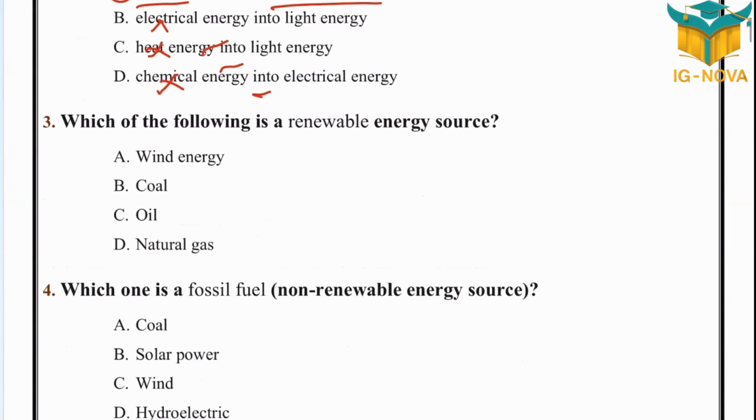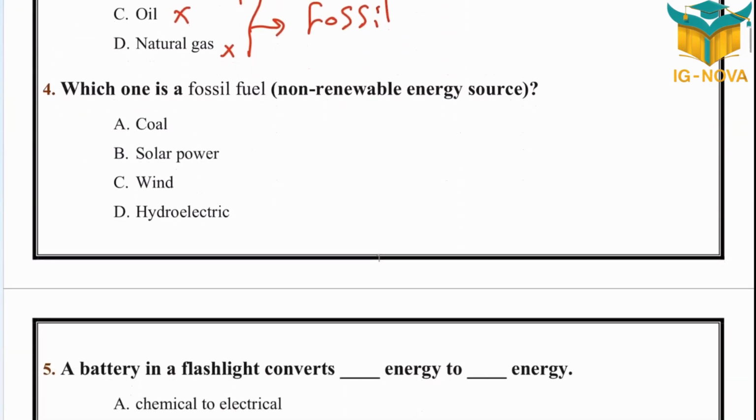Question 3. Which of the following is a renewable energy source? Renewables always exist and are reused: wind. Coal, oil, natural gas are fossil fuels. They are non-renewable energy sources. Question 4. Which one is a fossil fuel, not a renewable energy source? Fossil fuel, we just said it's coal.